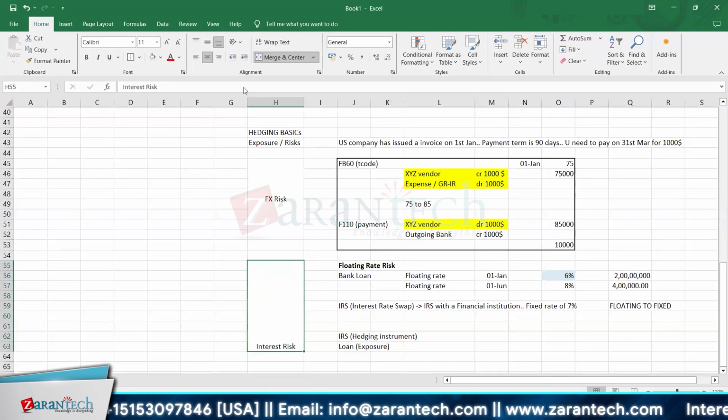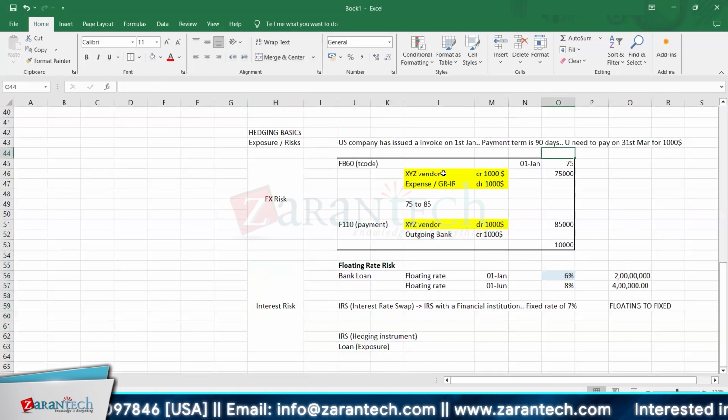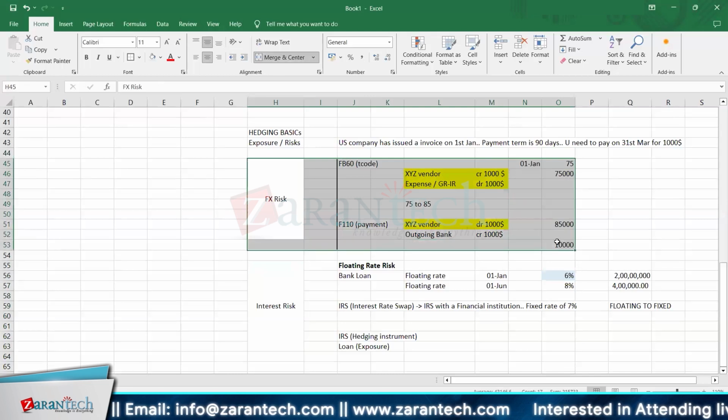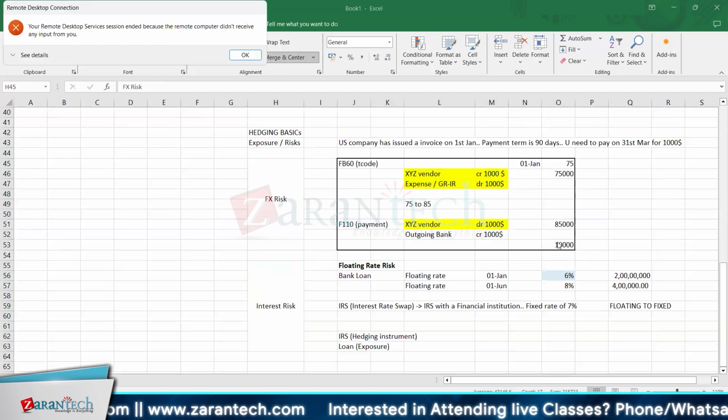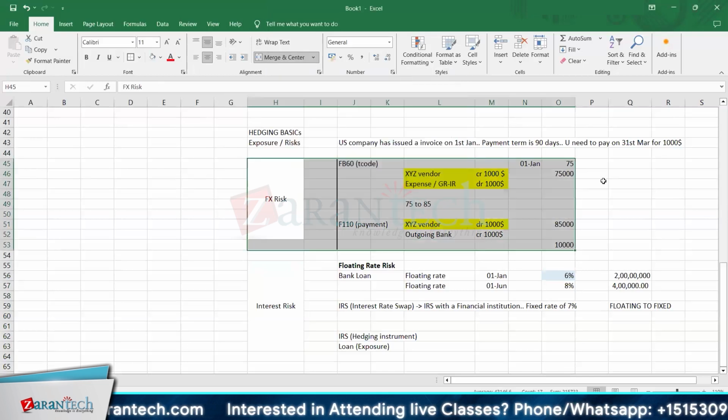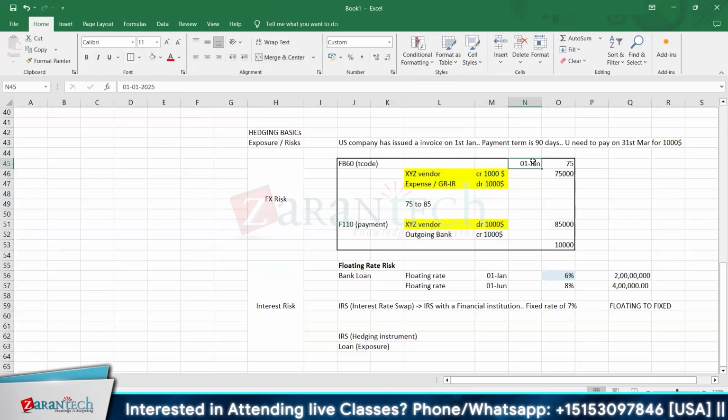So can someone tell me the solution for this FX risk? How will I really make sure that I don't overspend 10,000? How will I predict and make it fixed? Any idea on the FX risk? Any solution that you can think of? Put a fixed rate on the beginning of the deal. You want to fix the rate, right? Yes. So let's say on first Jan itself, you want to fix a rate.